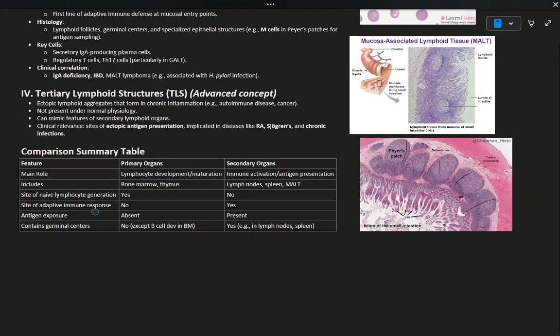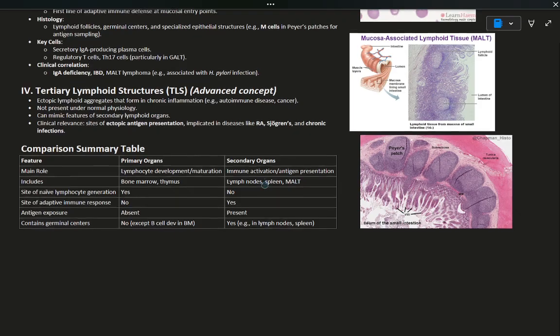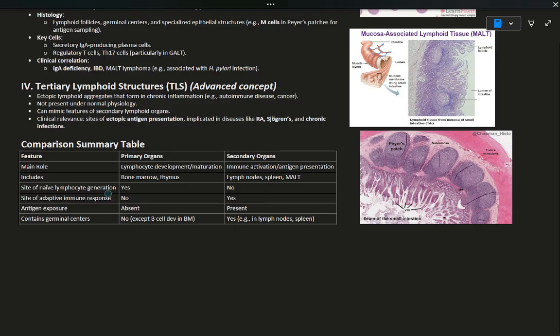So, I made a summary table for you all to reference where you can compare the primary organs and the secondary organs. Remember that the primary organs are responsible for lymphocyte development and maturation, while the secondary organs are responsible for immune activation and antigen presentation. Primary organs include the bone marrow and the thymus, while the secondary organs include the lymph nodes, spleen, and the mucosa-associated lymphoid tissues. And be sure to know all these other details.